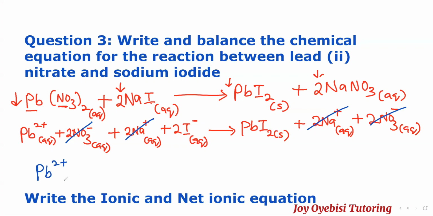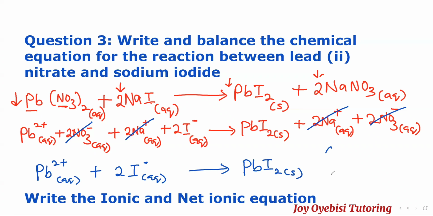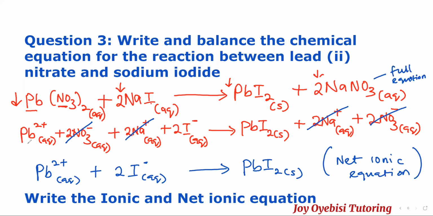Pb2 plus aqueous plus 2 iodide, and this is going to give you PbI2 solid. So this is what we call the net ionic equation. So the first one is the full equation, while this one is the total ionic equation. The total ionic equation. And then the one down here is what we call the net ionic equation. Okay. All right.